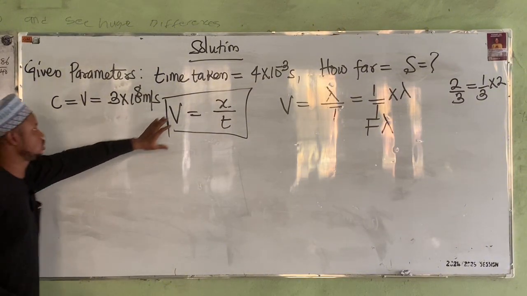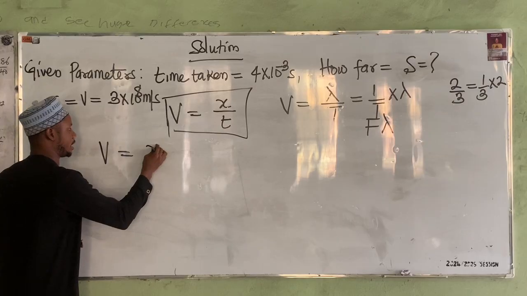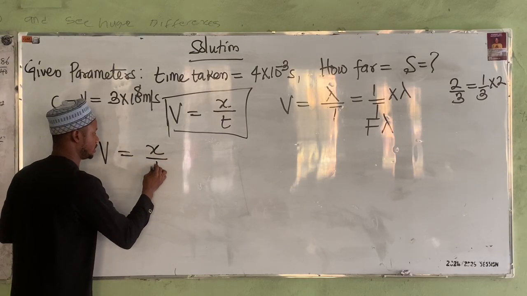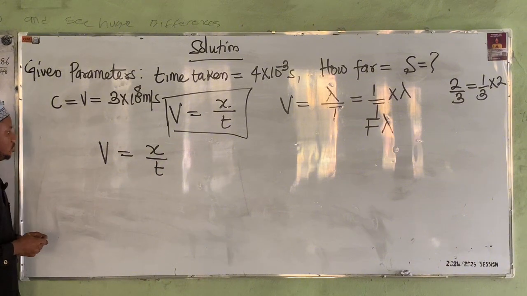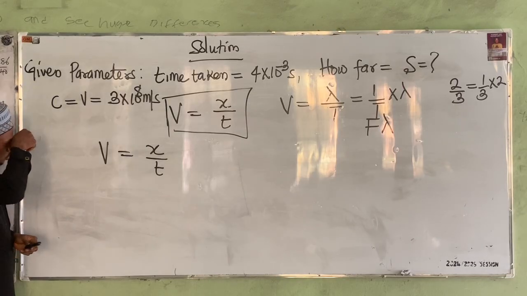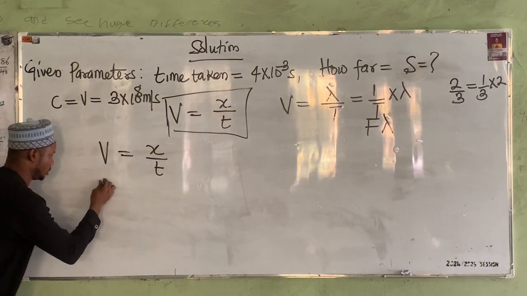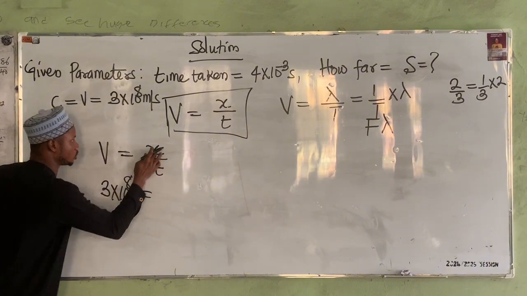So class, let's use this formula here to solve this. I will have V is equal to S over T, or you can also represent this as S, the same thing here. So class, this V can also be C. The reason is this C represents the speed of light. So let's represent this here. V is 3 times 10 raised to the power of 8, is equal to S.